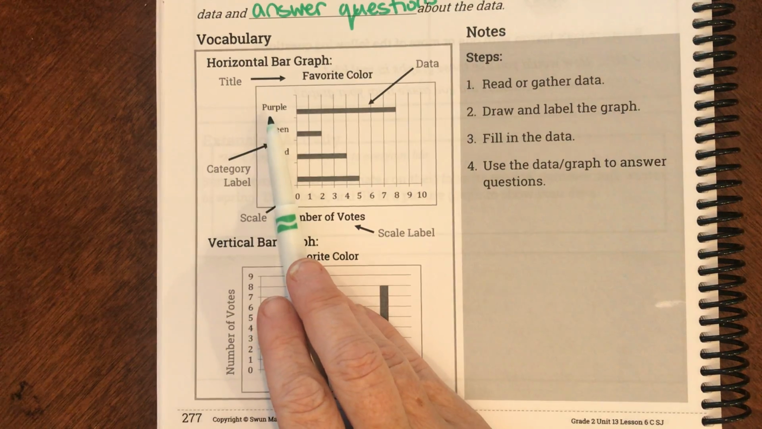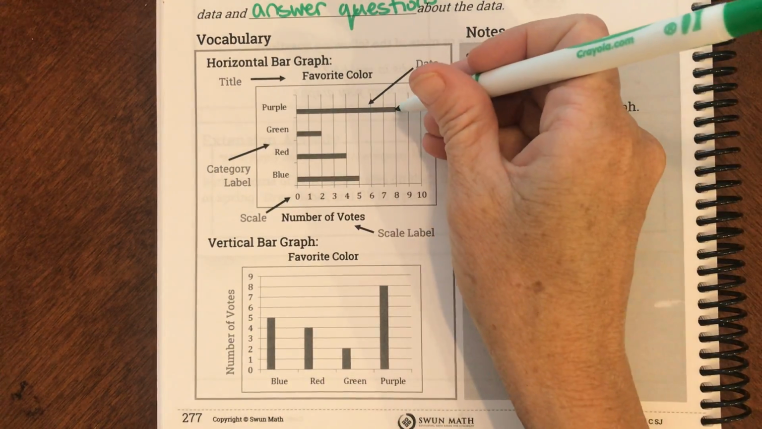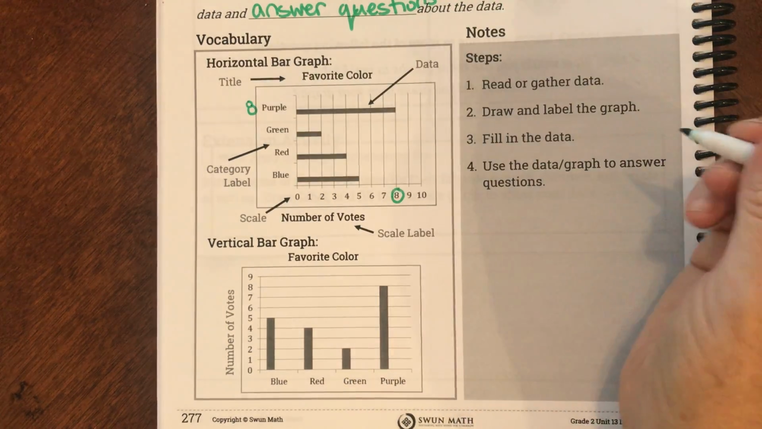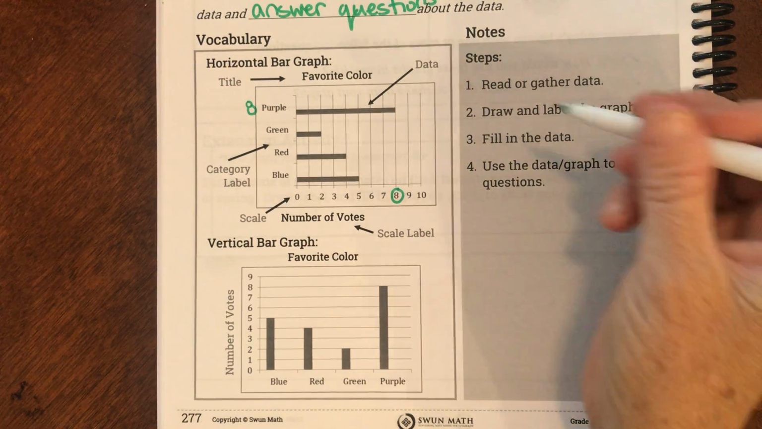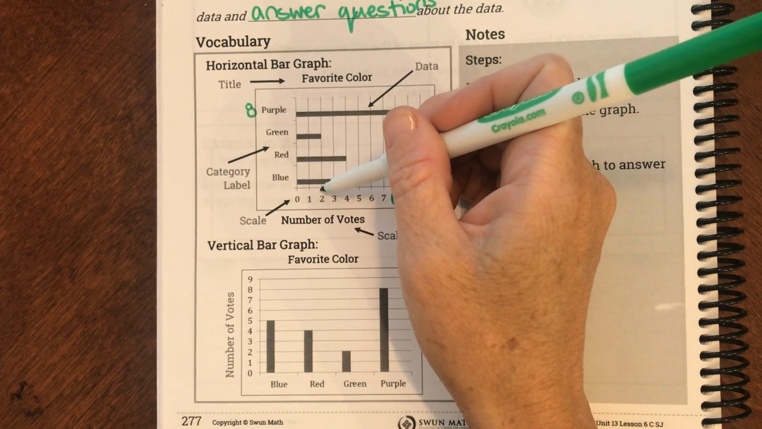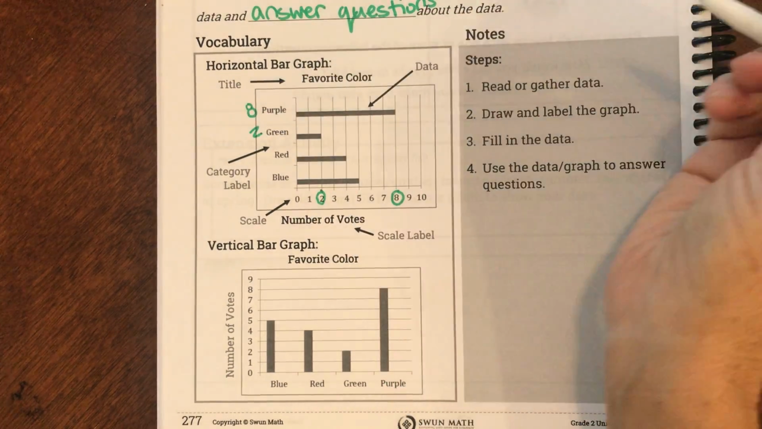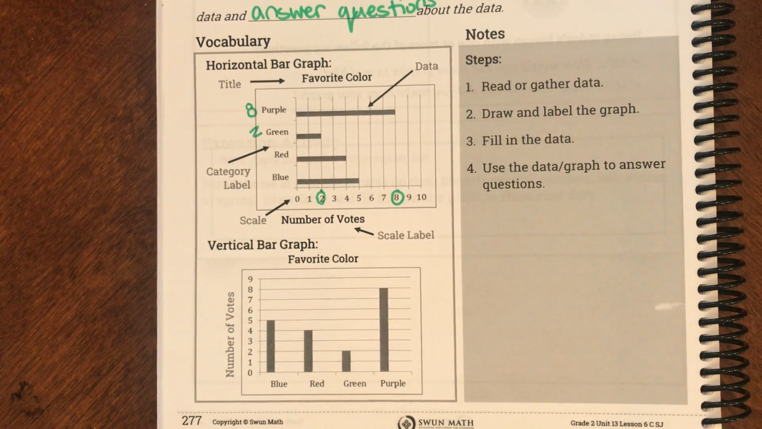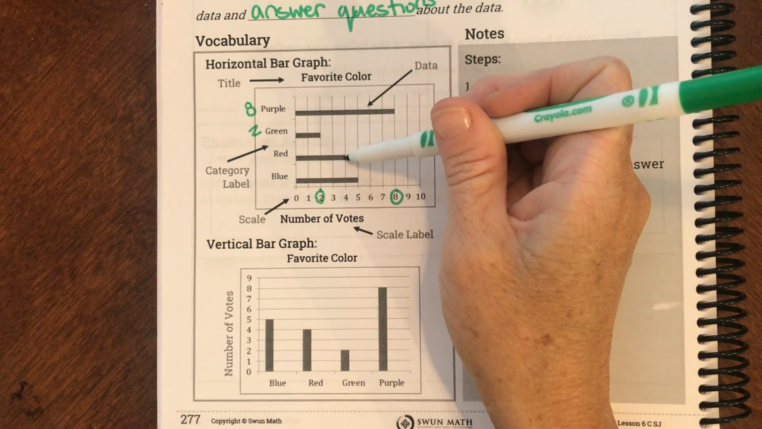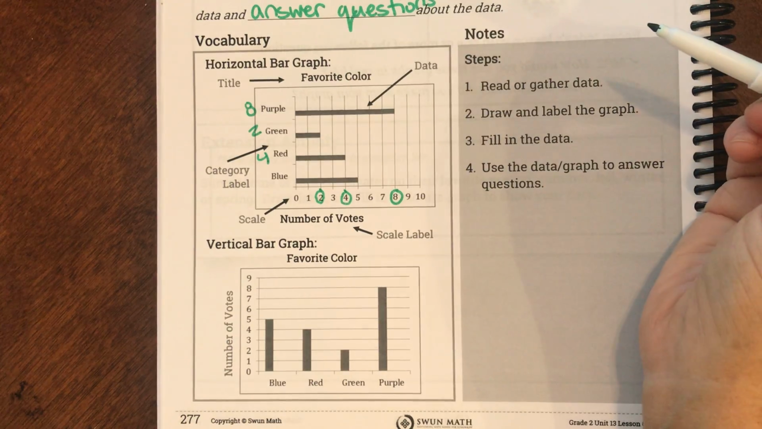So if we look at the category purple, we see it goes all the way over here, and then if I look down, I see 8. That tells me that 8 people said purple was their favorite color. If I look at green and I go across and I come down, what number does that bar go to? A 2. So 2 people liked green as their favorite color. The red bar goes right here, and the number it stops at is 4. So 4 people liked red.